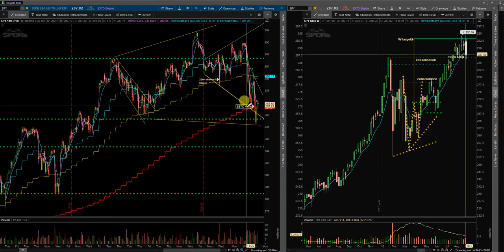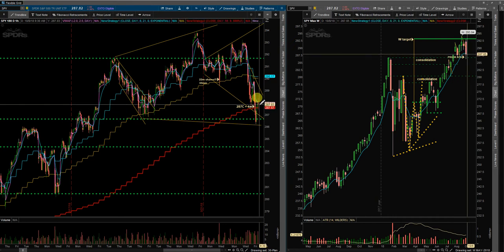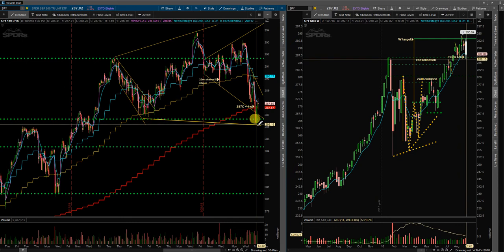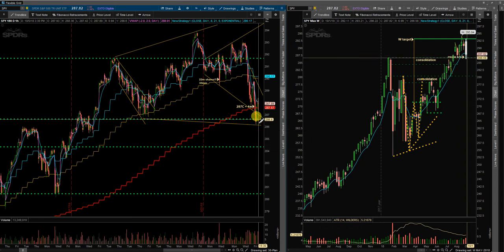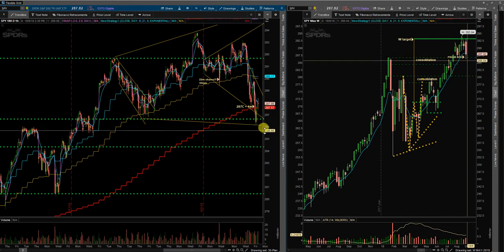Okay, so initial plan here, 287 calls, about 4 weeks in the future. To get into that, I want to see a break above this little bit of consolidation here into the close, basically a move above 288.5. Total risk is going to be about 286. So anywhere in between here, I'd be happy to start and then build in between, stop just below, and see what happens.